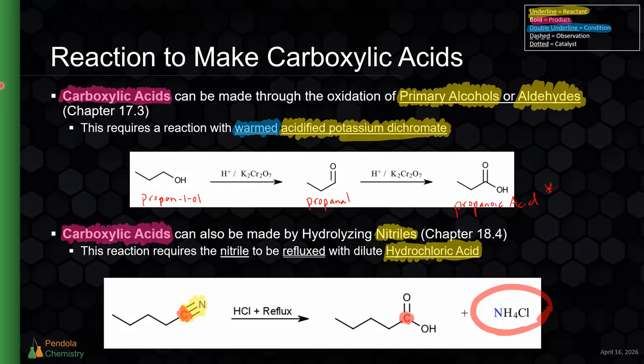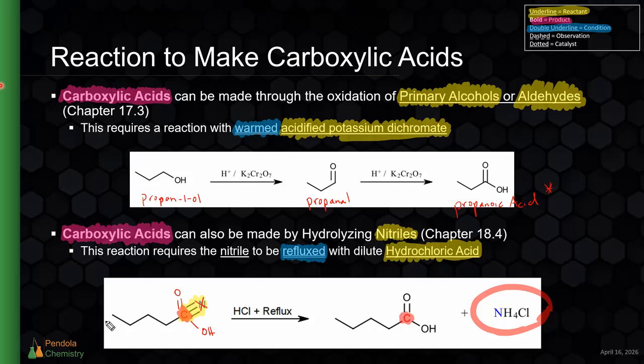Now, this reaction does have a special condition. This reaction does need to be refluxed or heated in order for the reaction to happen. So a nitrile will react with hydrochloric acid under reflux to create a carboxylic acid, where all we're doing is grabbing that carbon in the nitrile functional group. We are getting rid of the nitrogen and then adding a double bonded oxygen and an OH to that carbon to create our carboxylic acid right here.